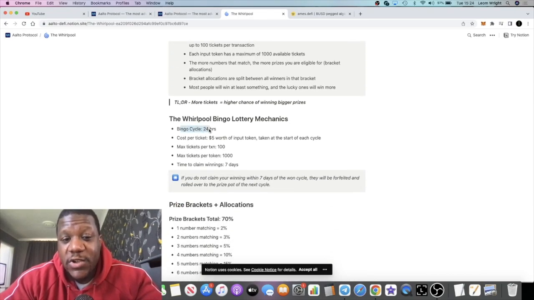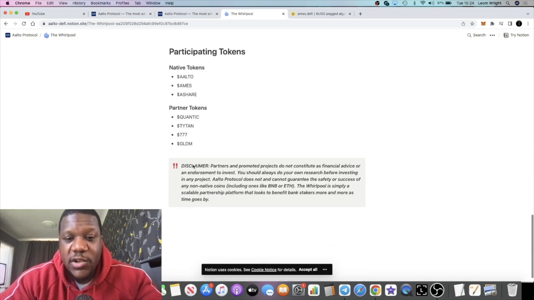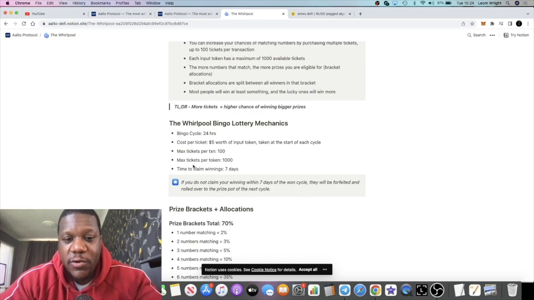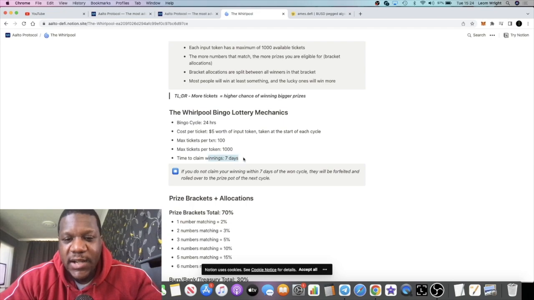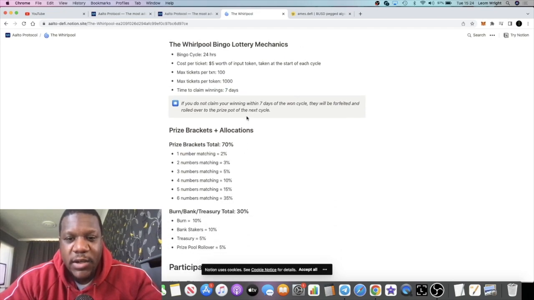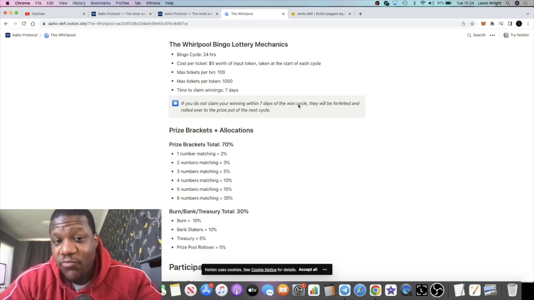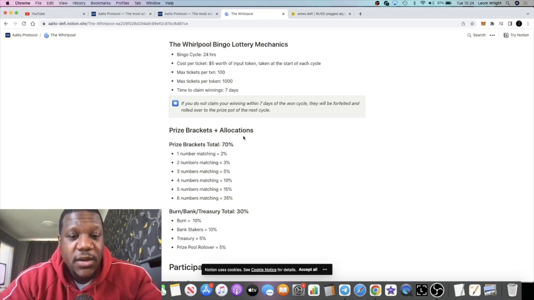Each bingo cycle is 24 hours, and it's $5 a ticket, using your participating token of choice. Max tickets is 1,000, max tickets per token 1,000, and max tickets per transaction 100, and the time to claim winnings is 7 days. If you don't claim your winnings within 7 days of the cycle, they'll be forfeited and rolled over into the next prize pot.